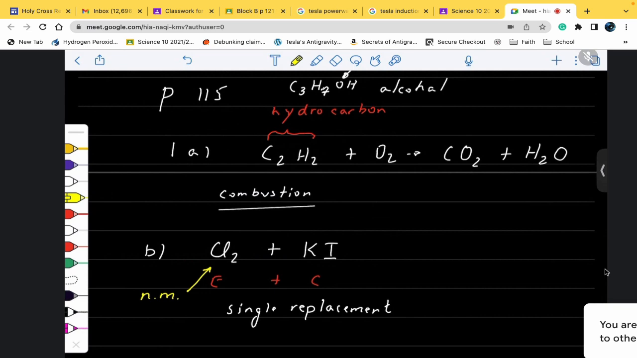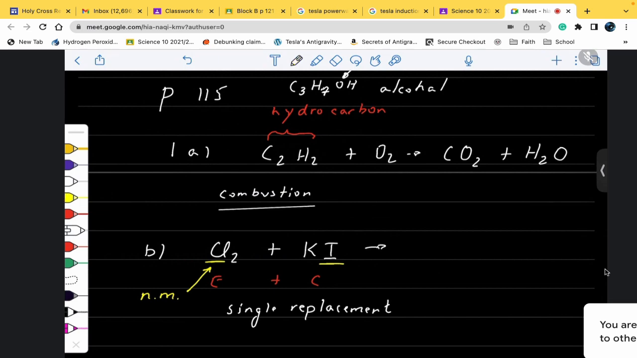As far as the pattern for element plus compound, you could have either a nonmetal plus a compound or a metal plus a compound. It's important to notice which one because that will determine the products. That will allow you to predict the products. If it's a nonmetal, in this case chlorine, it will kick out the other nonmetal. It will replace the other nonmetal. So the products are the following.